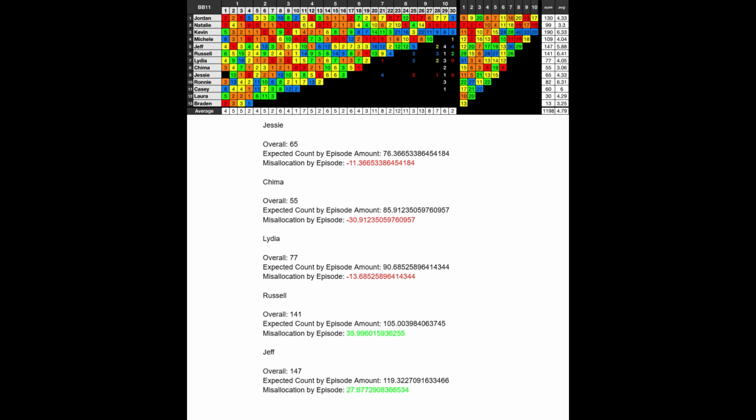Lydia got 77 diary rooms, and her expected count by episode amount is 90.68, causing her to have a negative 13.68 misallocation amount. So she just became slightly under-distributed.